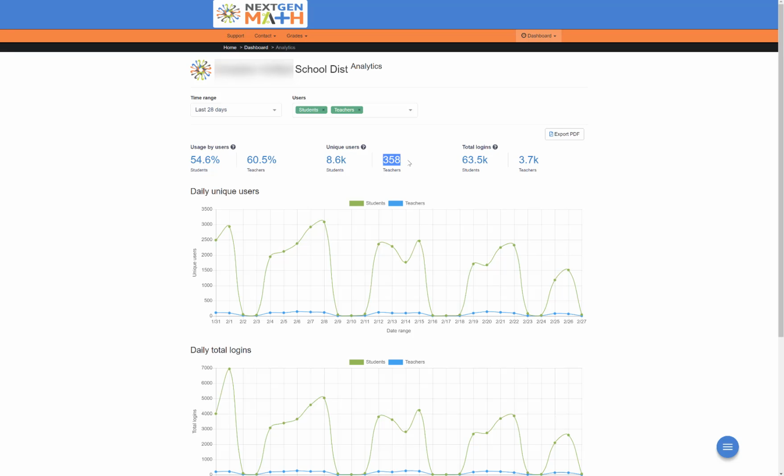And then when we look at total logins, notice the total login count is at 63,500 students, and then teacher count is nearly 3,700. Well, that's because the number of unique users at 8,600, these students logged in about 8 times each. And so when you multiply this by 8, you get close to this number. So our unique users log in more than one time during that time period.